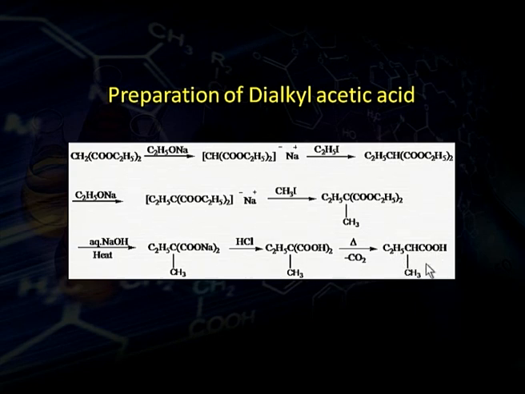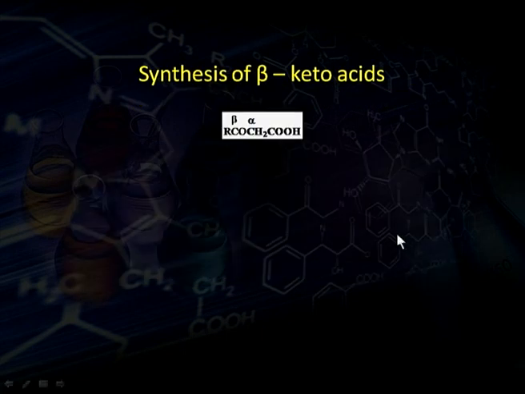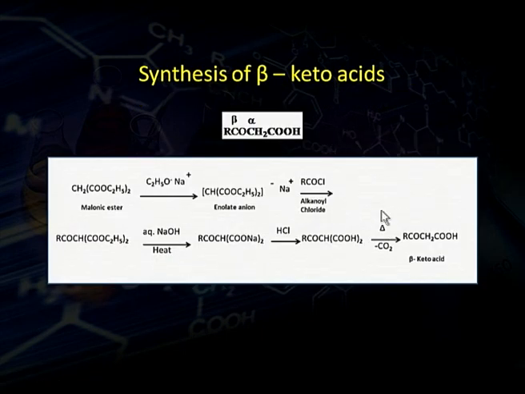We can also synthesize by this method beta keto acid. We will again start from this malonic ester. Malonic ester, when it is treated with sodium ethoxide, loses acidic hydrogen and gets converted into enolate anion.